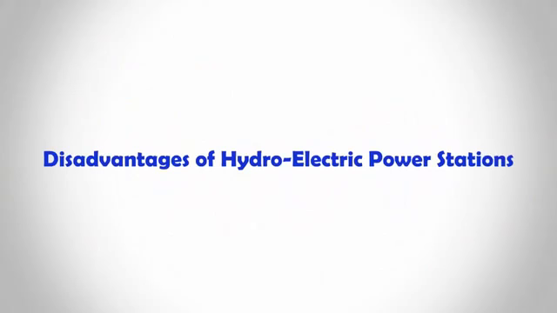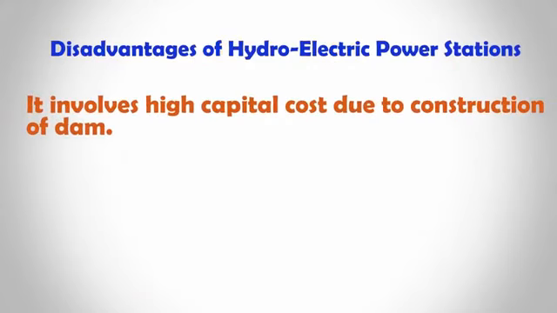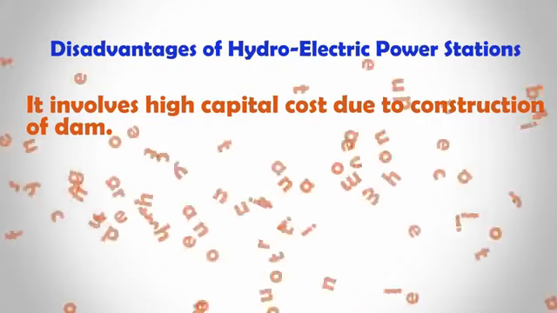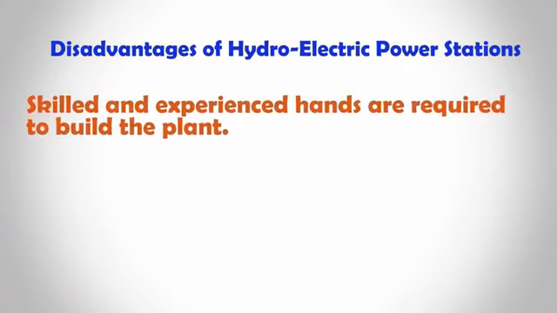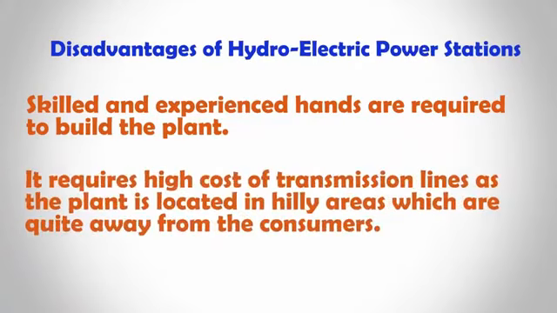Disadvantages of hydroelectric power stations. It involves high capital cost due to construction of the dam. There is uncertainty about the availability of huge amounts of water due to dependence on weather conditions. Skilled and experienced hands are required to build the plant. It requires high cost of transmission lines as the plant is located in hilly areas which are quite far from the consumers.